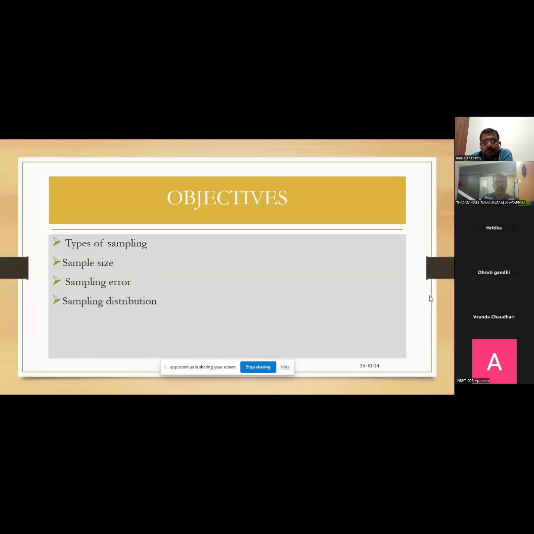The today's objectives are types of sampling, sample size, what kind of errors we are going to make during the sampling, and once we collect the sampling, there is one thing called the sampling distribution. With the sampling distribution only, statistical tests are conducted based on that only. Okay. First, we will see types of sampling.